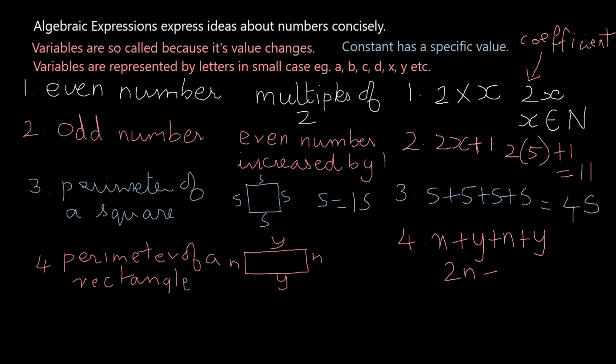Here is another term in algebra that I would like to bring to your attention, and that is like terms. As the name suggests, the n and the n are like terms, and the y and the y are like terms. So I can add or subtract two like terms together. This can further, using the distributive property, be written as 2(n plus y). So here are some expressions that we did.